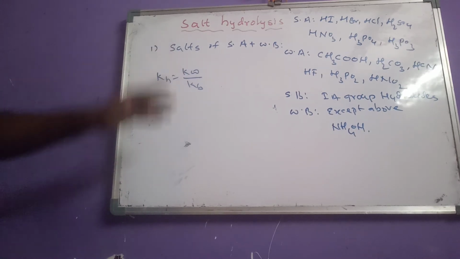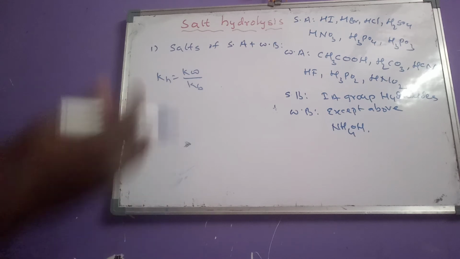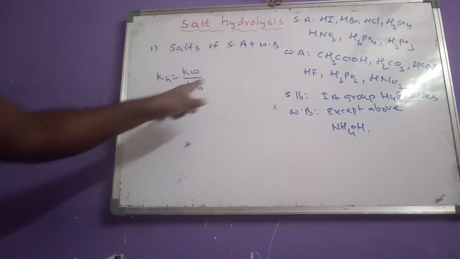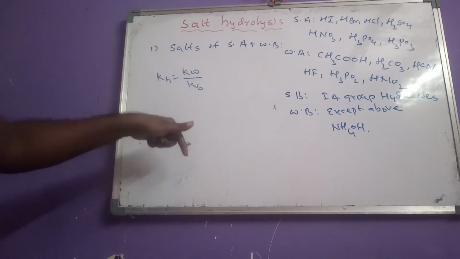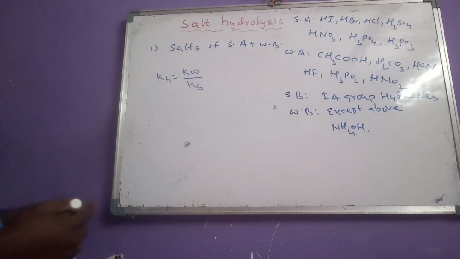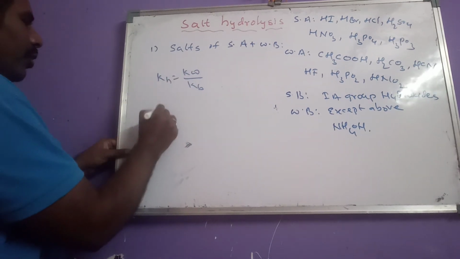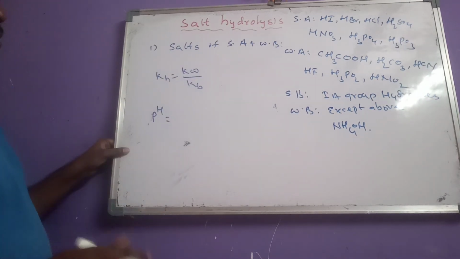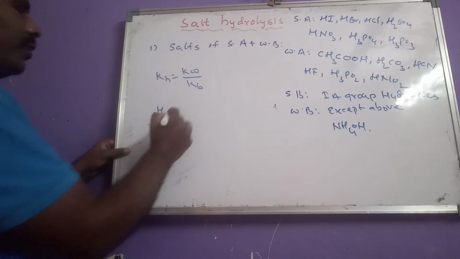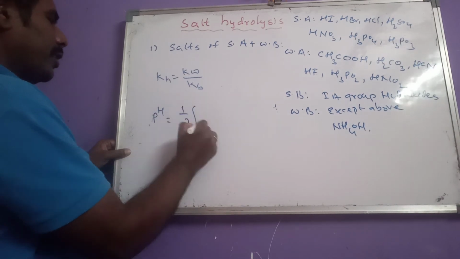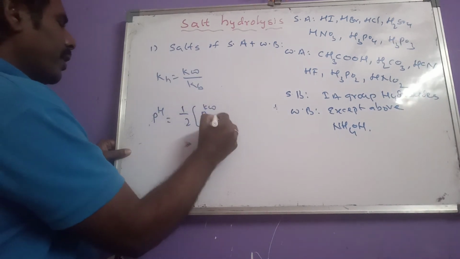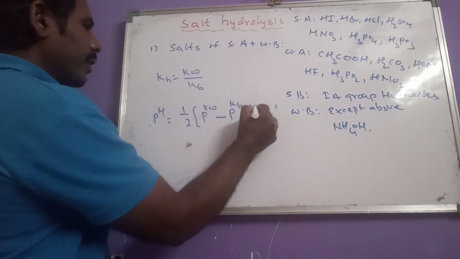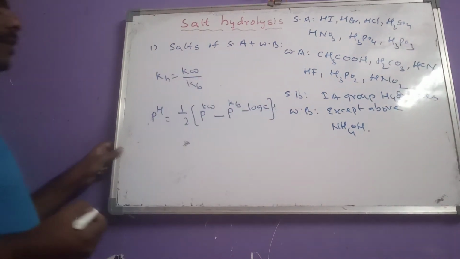That means in the salt, the weak ones are always present in the denominator. So like that, this is weak, and now Kb is also present in the denominator. Then to calculate pH, as this pH is less than 7, which formula do we have to write here? pH = 1/2 [pKw − pKb − log C].